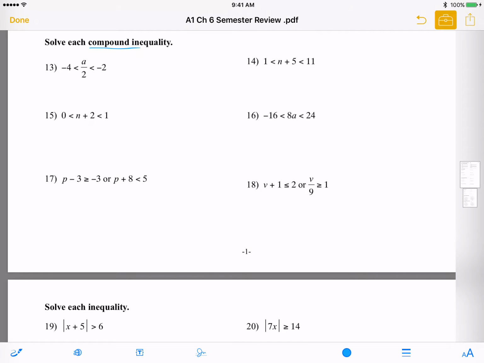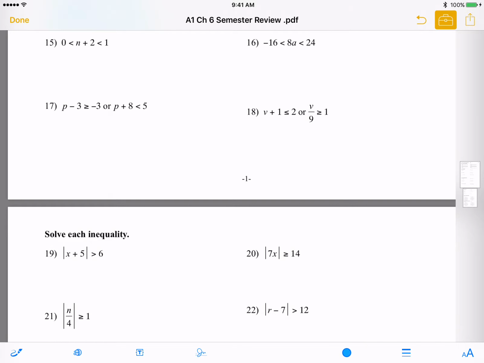So that one, whatever you do to one side, and whatever you have to do to the middle to get that a all by itself here, you got to do to both the other sides. So I got to multiply by 2 here to get that to the other side. So if I multiply the middle by 2, I got to multiply the left side and the right side by 2 here. So if I multiply all these parts by 2, I get -8 is less than, now it's just a in the middle, is less than -4. So that's all we have there. Whatever you do to the middle, you got to do to both sides of that inequality.